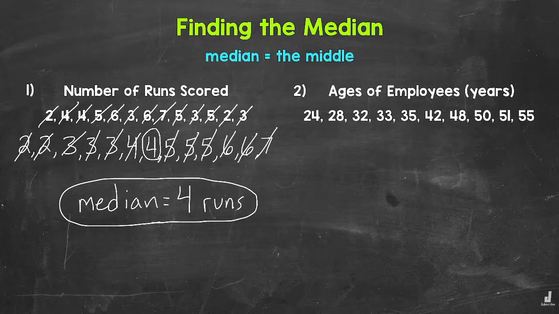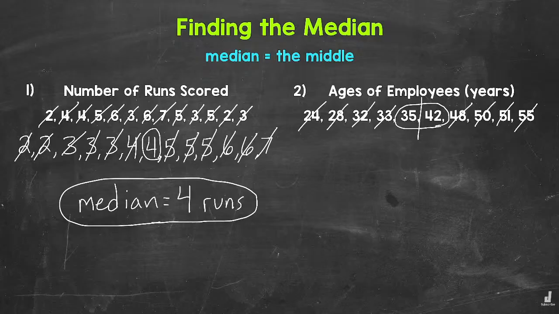So again, an even number. Let's count off to get to the middle. So 1, 1, 2, 2, 3, 3, 4, 4, and we have 2 values in the middle, 35 and 42. The median is going to be right in the middle here. So we have 5 values on each side of the median for number 2.